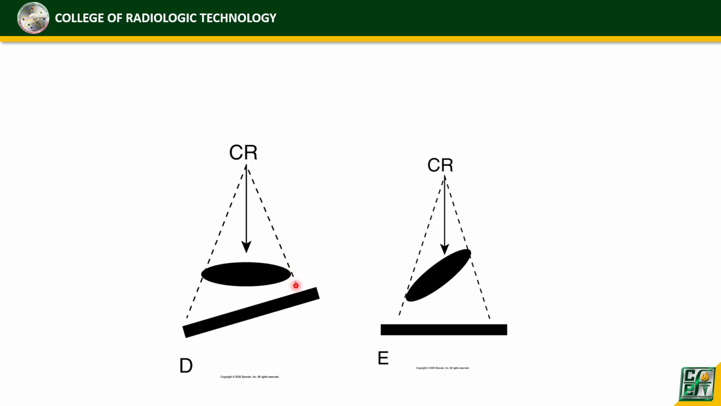Yung object, di ba? Okay, ito naman, letter E. Ang naka-angulate ay ang body part or object. Wala angulation sa X-ray tube, no angulation sa image receptor, but there is an angulation sa object. And angulation of the object also affects the shape distortion. Okay? So, magkakaroon pa rin ng elongation. Okay? Clear po ba? Questions? Yes, sir. Okay.